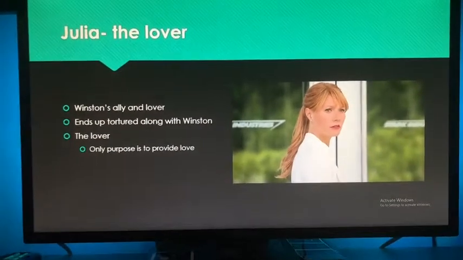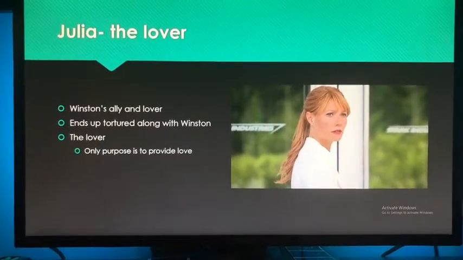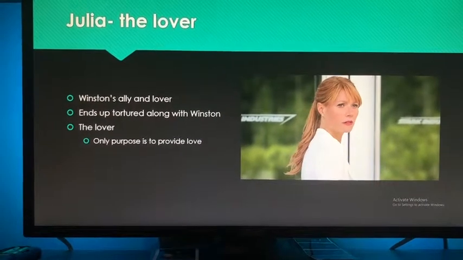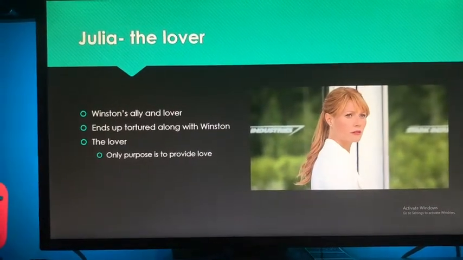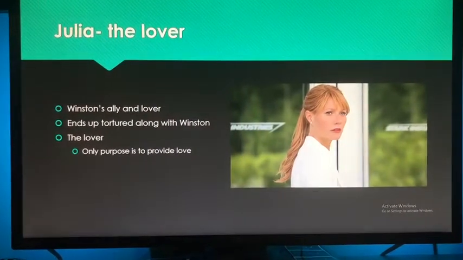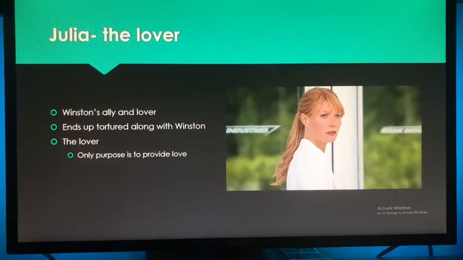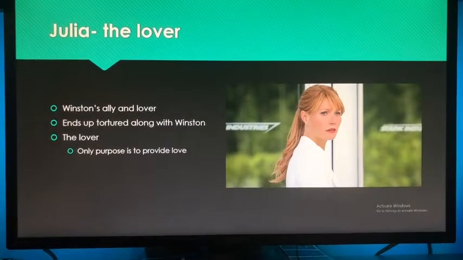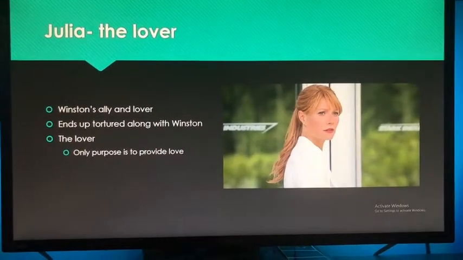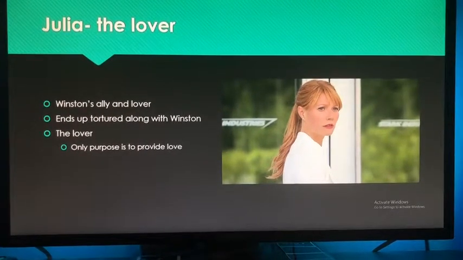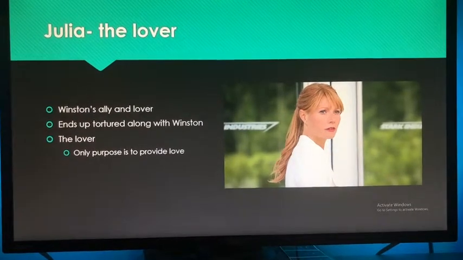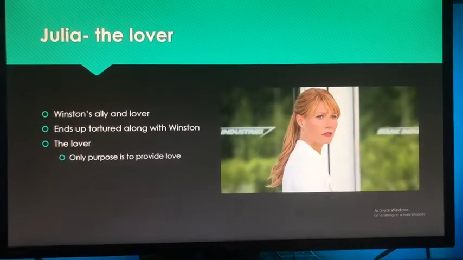Now we get to talk about Julia, who's the lover. Basically, Julia is Winston's lover and ally in the novel. Julia is also against the party, but in a different way than Winston is. While Winston wants to provide a better future for the next generation by overthrowing Big Brother in his lifetime, Julia just wants to quench her own desires, mostly sex. Sex is the weapon that she uses to attack the party, although it wasn't very effective.